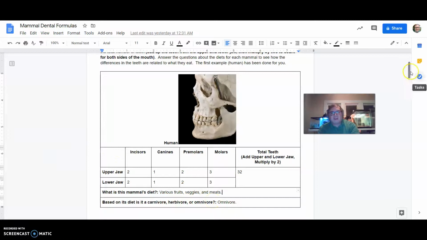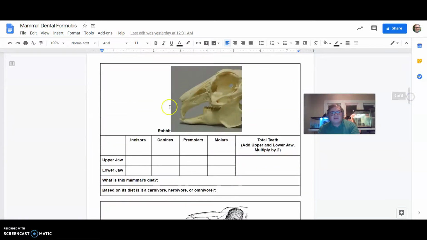So again, you're just filling out these charts for the different skulls that we've got here, like the rabbit, for example. You'll be filling out that same info on there.